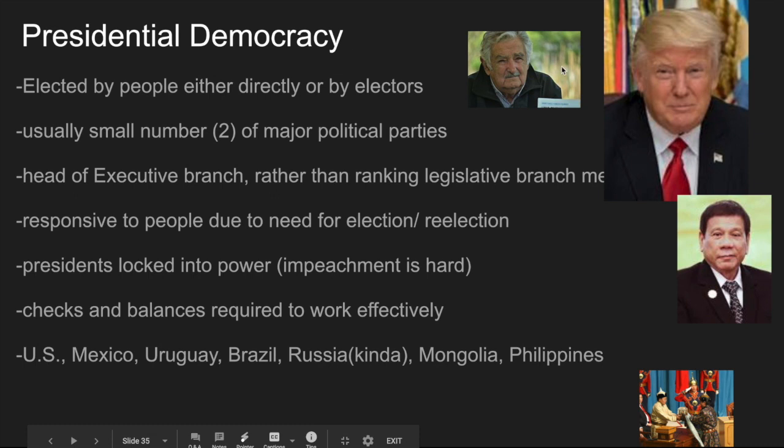Let's see. We've got a former president of Uruguay here. I have him up there. He hasn't been the president in a while, but I just like him. He's a former political dissident from when Uruguay used to be a military dictatorship. He was tortured for years, held in jail, all that.